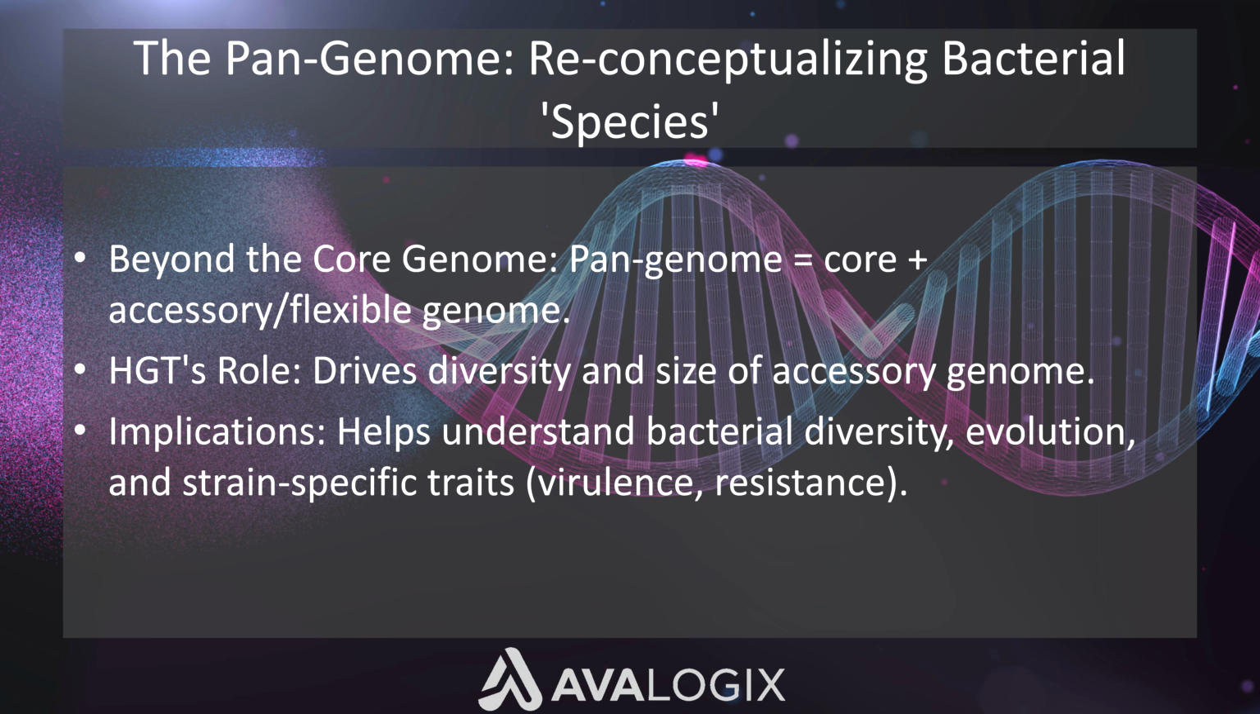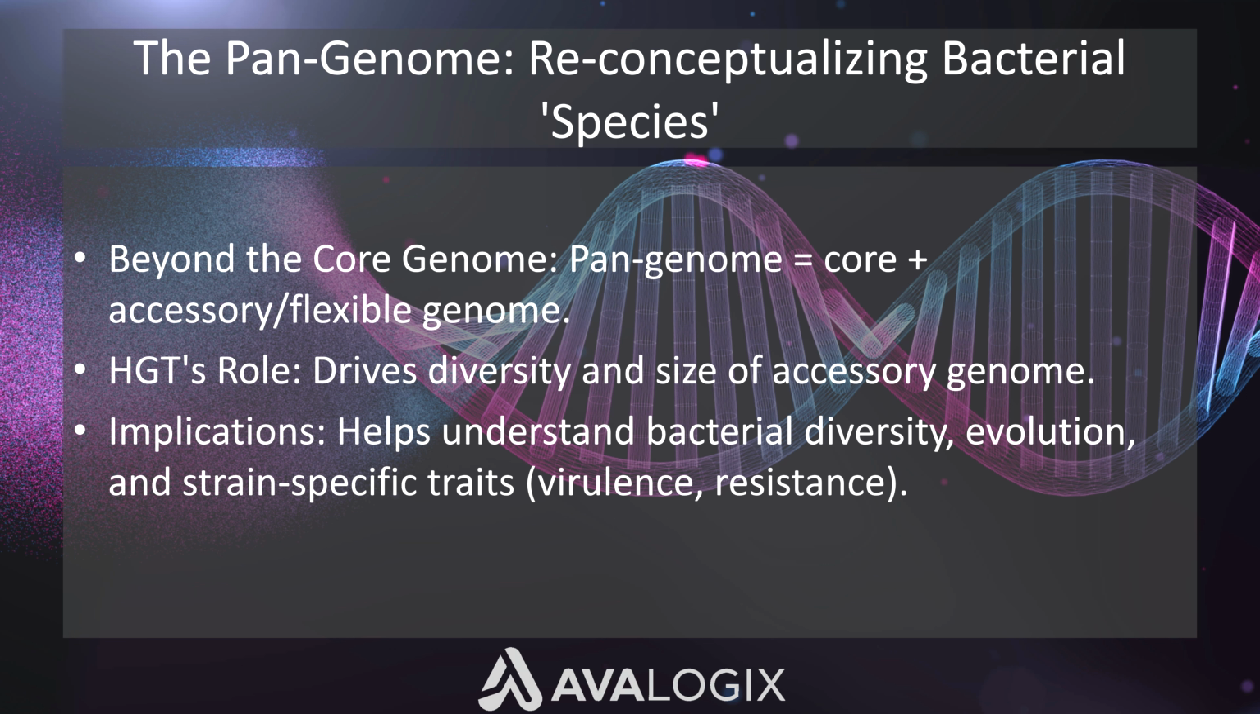It includes genes for virulence, antibiotic resistance, metabolic adaptations to specific niches, and stress responses. HGT is the primary driver of the size and diversity of this accessory genome. Every time a bacterium acquires a new plasmid, transposon, or genomic island, it adds new genes to its accessory genome and, by extension, to the species' pan-genome. This means that two strains of the same species can have vastly different genetic complements, leading to significant phenotypic differences.